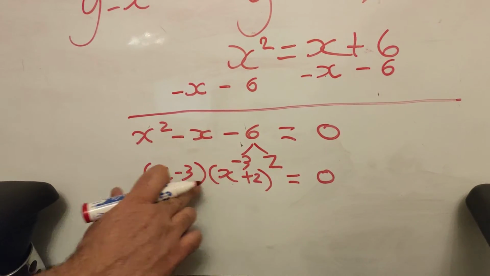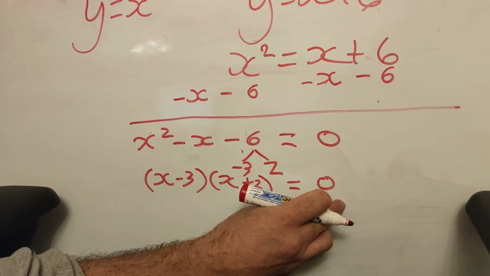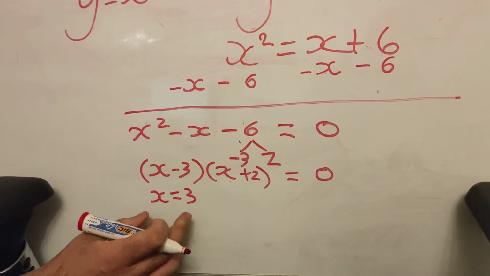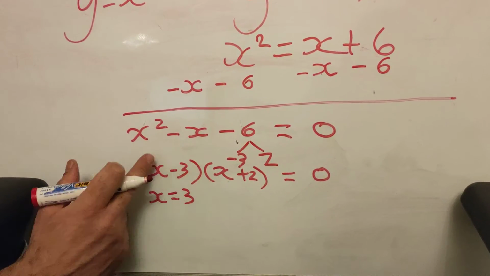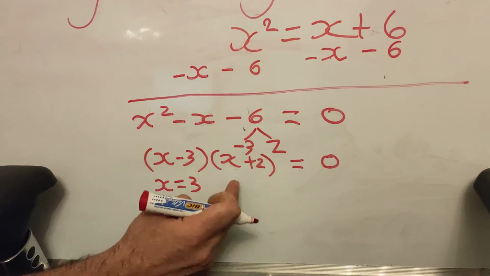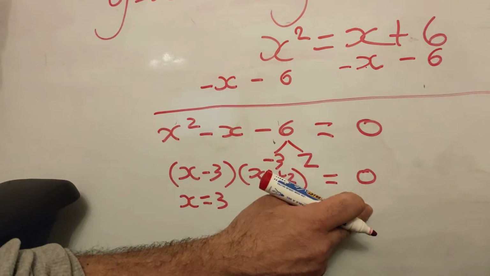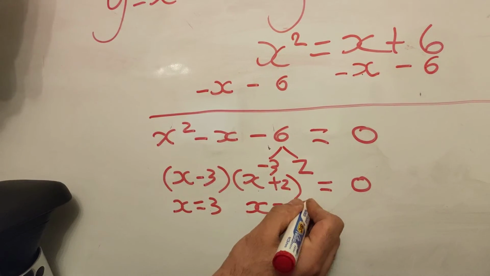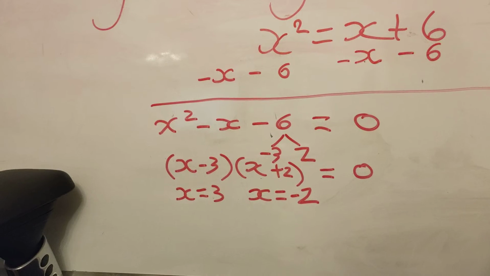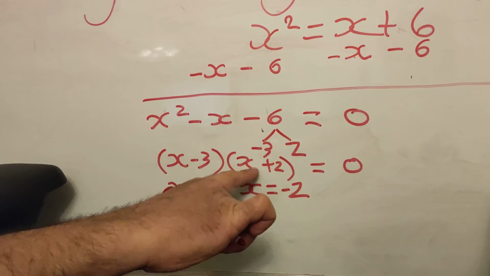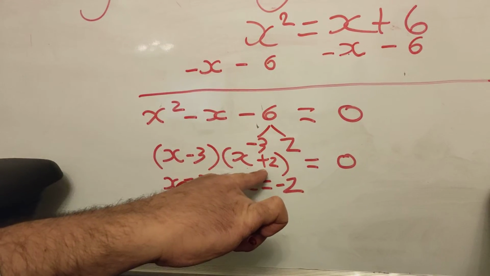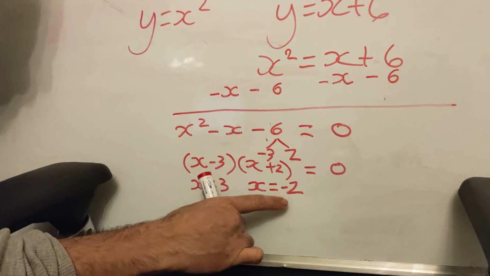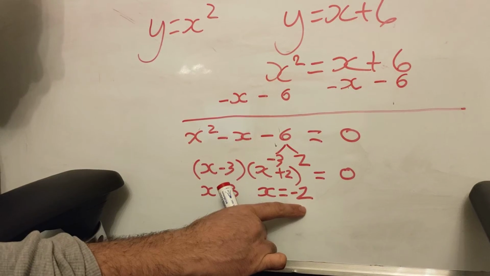What values of x give us 0? Well, x equals 3, because x equals 3 would make this bracket 0, and then 0 times 5 is still 0, and the other answer would be x equals negative 2. Let's just check that. So negative 2 add 2 is 0. 0 times, well, that would be negative 5, is still 0. So these are my 2 solutions.